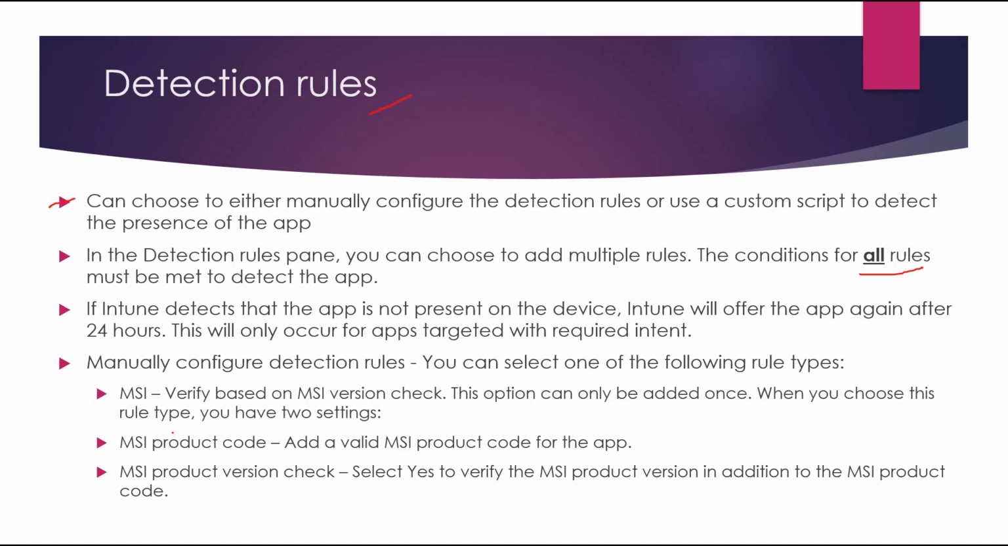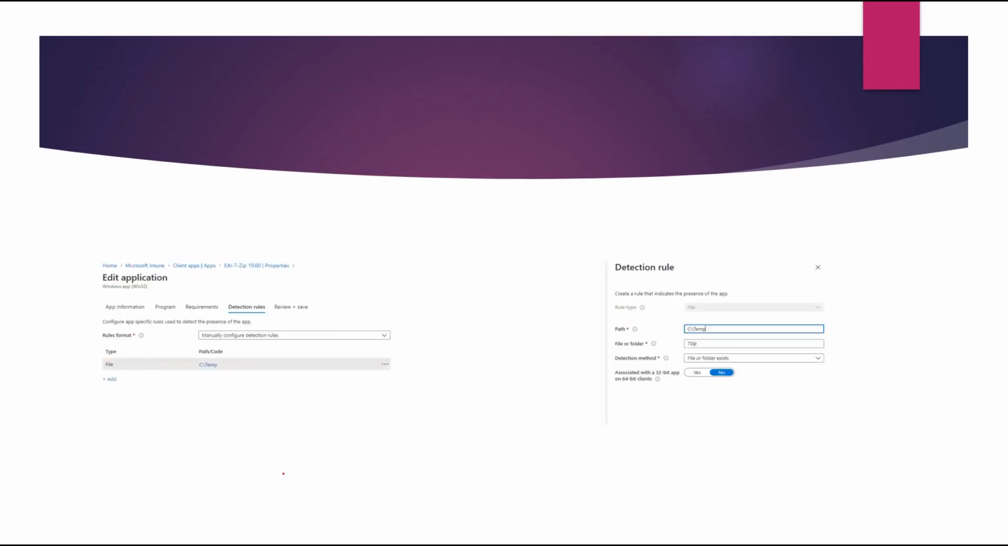And then we can manually configure the detection rules as well. With the MSI version, the product code, we will be seeing all of this. So over here, this is how it is showing from the portal. In the detection rule, I have said to manually configure the detection rule, and the criteria that I have put in is there should be a C drive temp folder created, and there should be a file called 7-zip, and the rule is file or folder exists. So if this file or folder exists already, then the app installation and download will not begin.